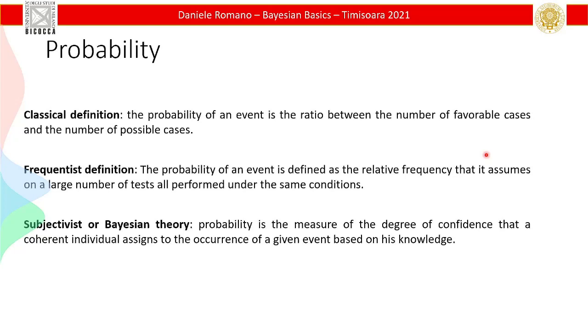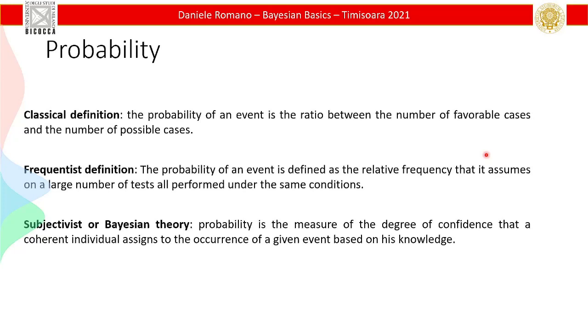So we have the frequentist definition of probability, in which the probability of an event is defined as the relative frequency that it assumes over a large number of tests performed under the same conditions. But this is an ideal situation. We know that we never have exactly the same conditions, even in replication studies. So it's an ideal definition, and that's one of the main criticisms that the frequentist definition of probability has been exposed to.